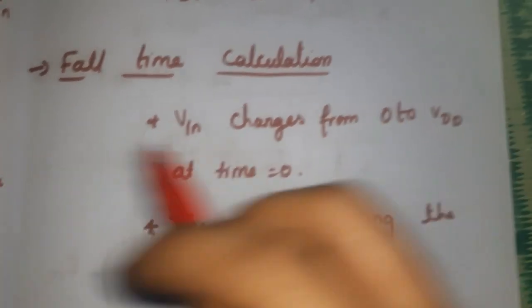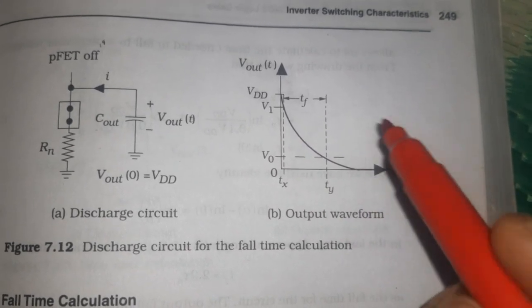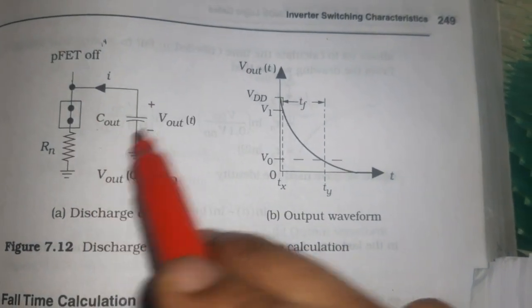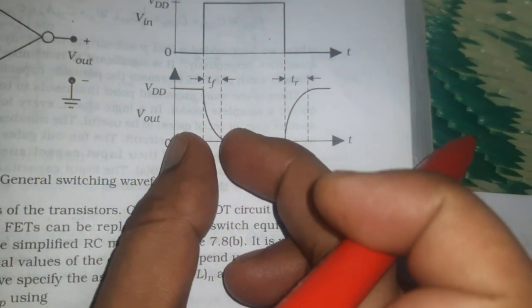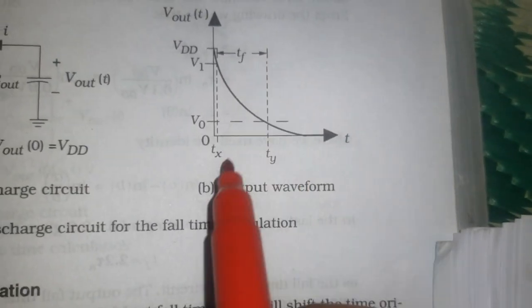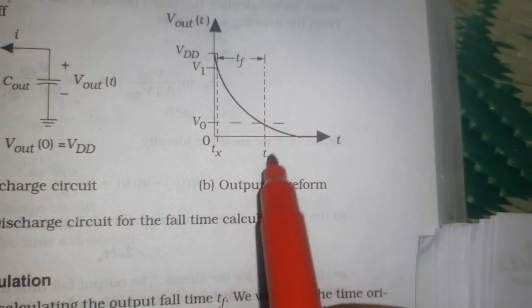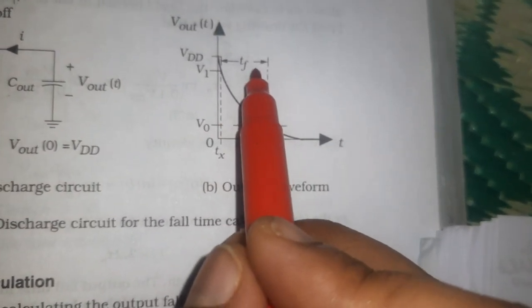Next is the fall time calculation. To find the fall time equations, we consider this circuit, where the PFET is off and we consider the NFET. We take this part of the waveform, and it becomes like this. The fall time period is equal to Ty minus Tx. So we have to find Ty and Tx, and subtracting them we will get Tf.